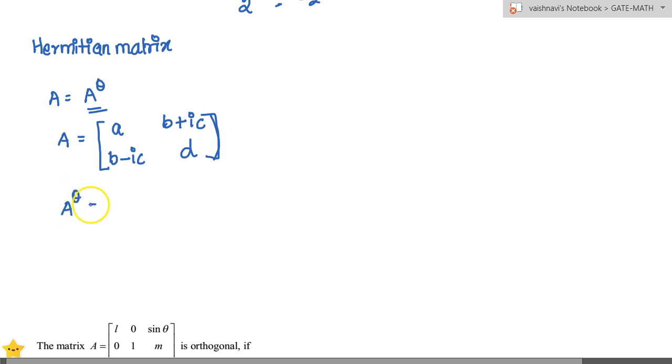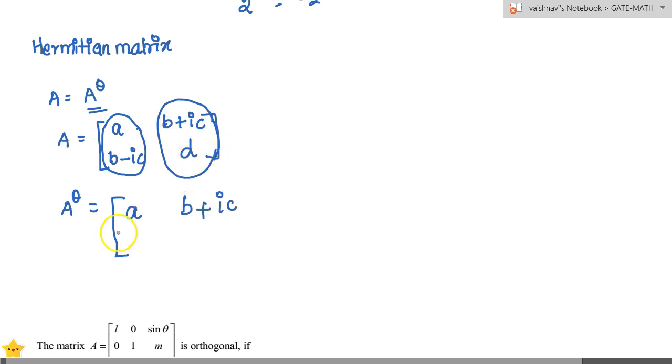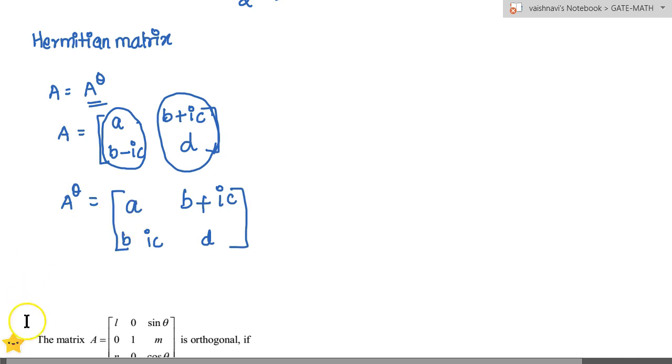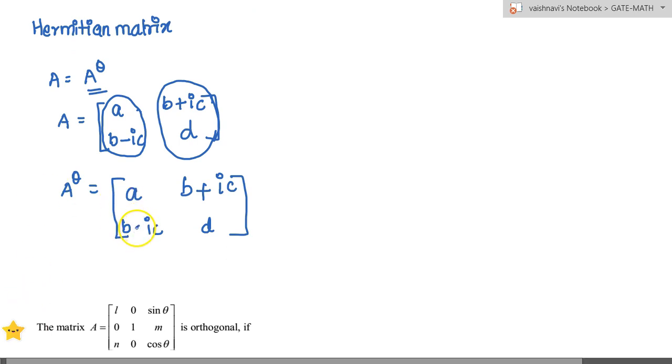Okay, so now we find A theta. First we write the transpose. Transpose means the first row should become the column here. A, B minus iC. I have written the transpose first. Now you have to make it a conjugate. Conjugate means you have to change the sign of the complex number. Here the sign of the complex number is minus, so we have to change it to plus. And next, the second column here you should make as a row. So B plus iC, and these are the two elements. Now for that B plus iC, we should change the sign to B minus iC. This is called the transpose conjugate.